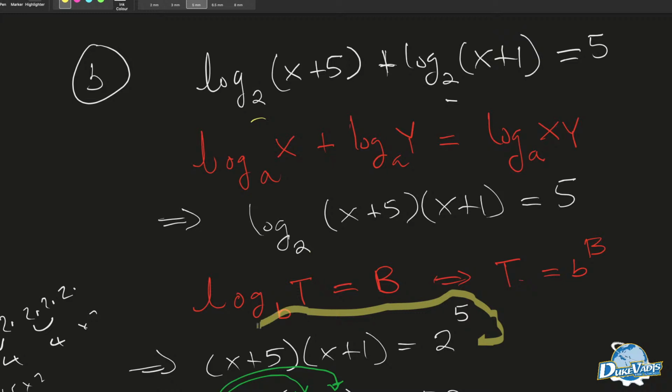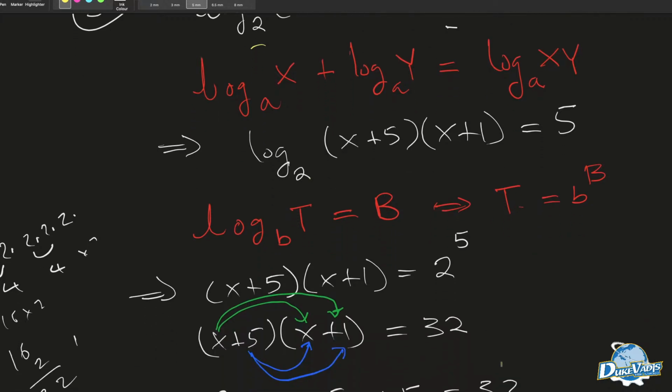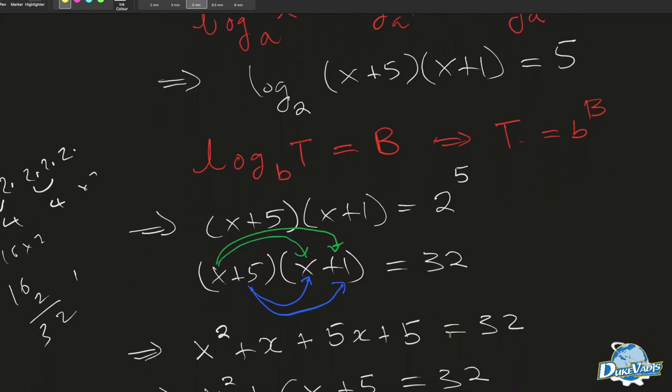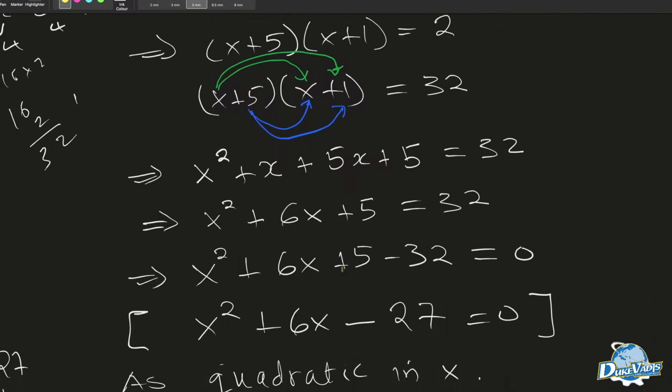Okay, so (x + 5)(x + 1) is equal to 2 raised to the power 5. And as we saw, 2 raised to the power 5 gives us 32. What did we do? We did expansion over here. The green ones multiply the first bracket: when we pick the x, multiply the x and 1, and we pick the 5, multiply x and 1, and we have this equation: x squared plus x plus 5x plus 5 equals 32.